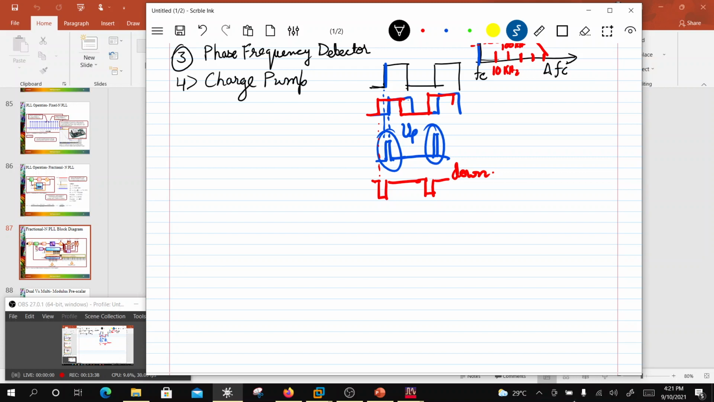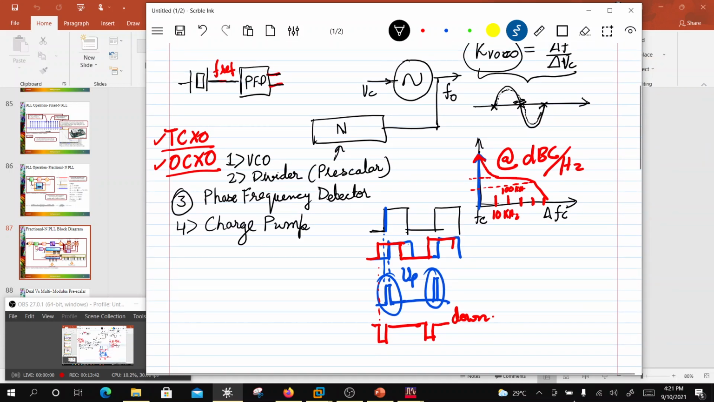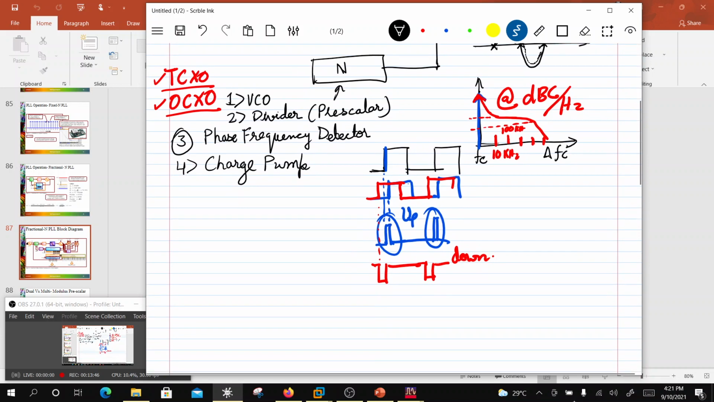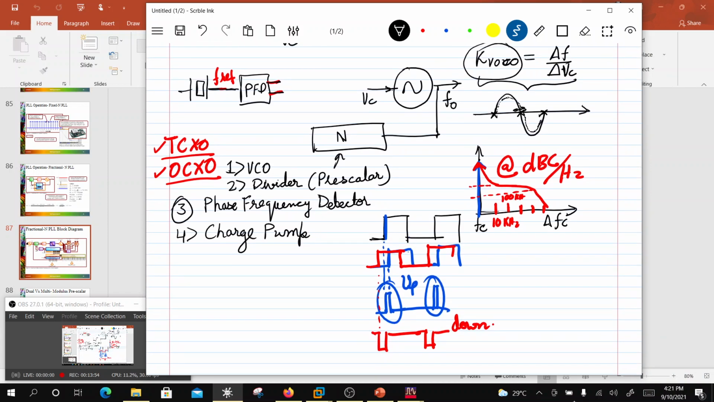Now this is a classic analog phase lock loop, and there can be a replacement of these analog blocks by digital blocks, which we will cover in what is known as an all digital phase lock loop. So that will come later. First of all, we would try to create a phase lock loop here.